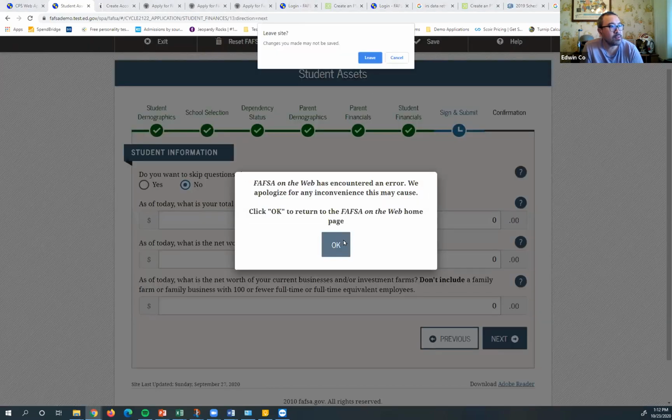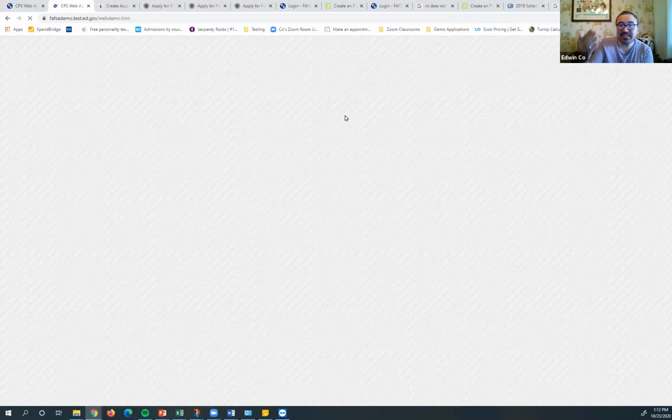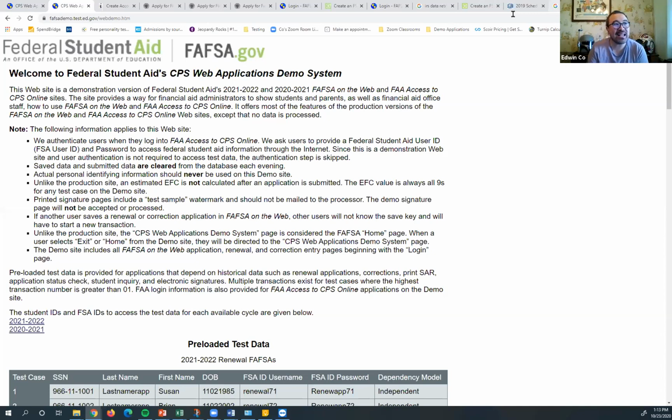Oh no, I had an error again. So after this is basically the signature page. And unfortunately, I can't show that to you because the FAFSA crashed. That's why it's important to hit next every single time, because it'll save your progress. Unfortunately, because of the demo website I have, you can't see it.